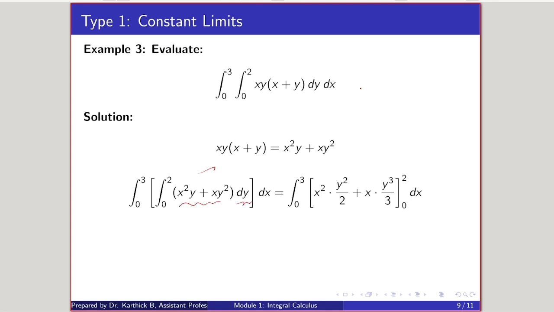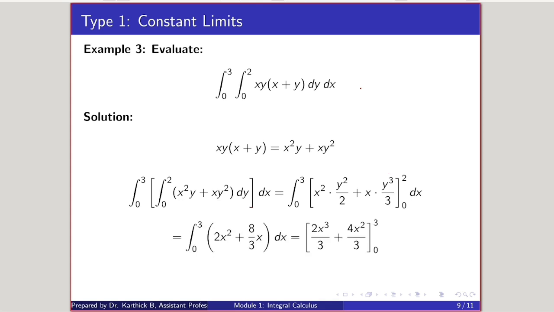Here, with respect to y, x square remains constant, so x square is there. If I integrate y, I will get y square by 2. Here, x will be a constant, y square means y cube by 3. Then I am substituting the limits 0 to 2. Once I substitute the limit, I may get 2x square plus 8 by 3 x. I'm substituting the upper limit because the lower limit is 0. The 0 plus non-zero value, we will get the non-zero value.